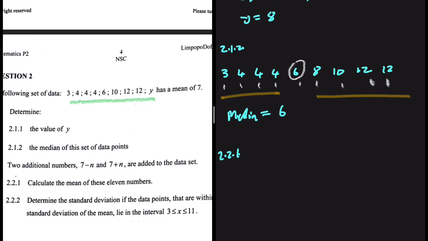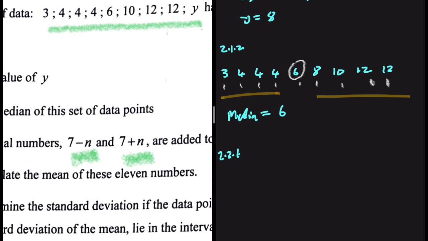2.2.1. 2 additional numbers, 7 minus n and 7 plus n, are added to the data set. Calculate the mean of these 11 numbers. So a lot of people will probably think that this question is difficult, but it is not. These variables are going to cancel each other. We have minus n and plus n. So the fact that there is now another variable shouldn't be worrying.